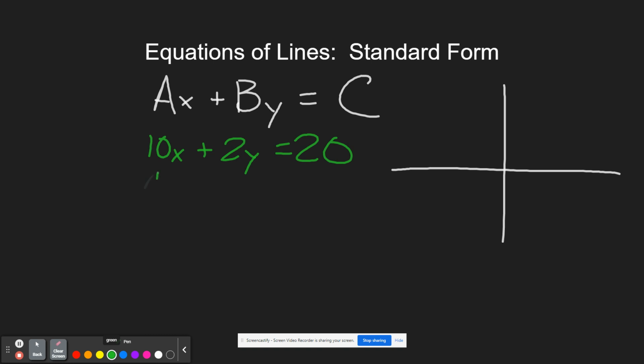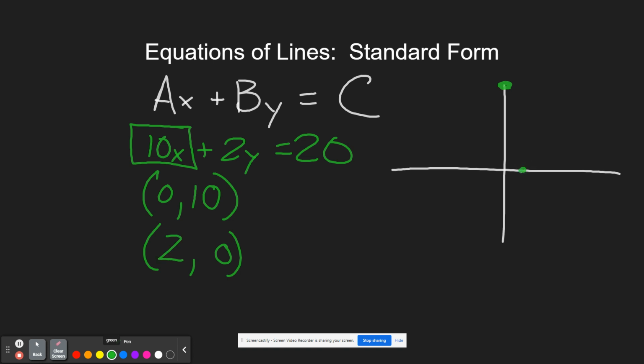Well, just put in a 0 for x. That basically makes this thing kind of disappear, because 10 times 0 is 0, and you end up getting a 10 for y. Well, that means we found our y-intercept, okay? Well, then put in a 0 for y. Well, that makes this disappear, and you get a 2 for that one.